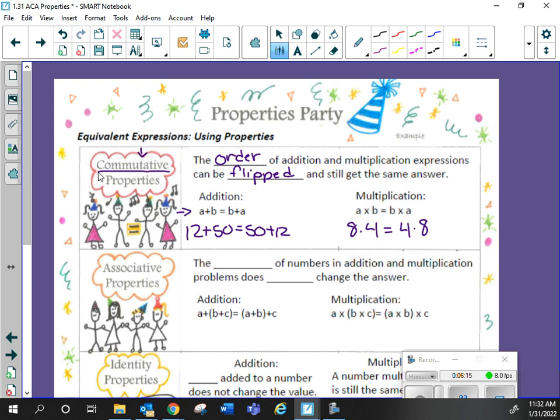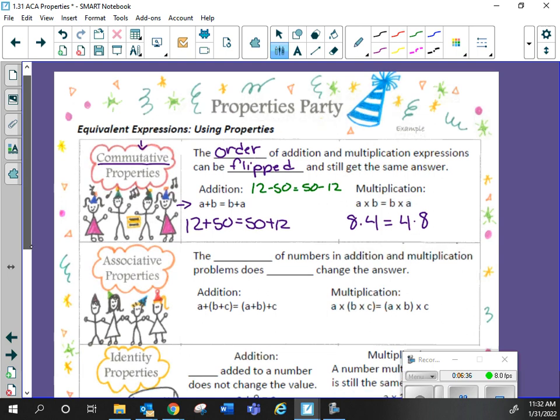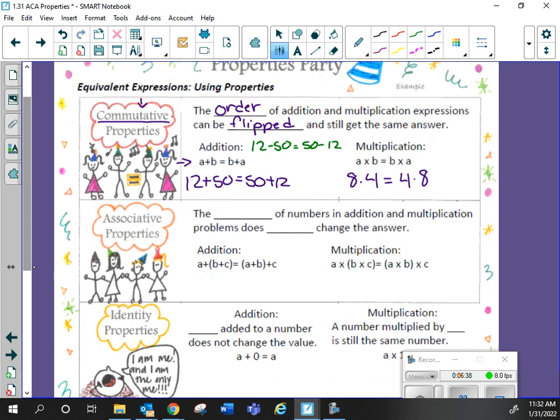So, if I did, let's say 12 minus 50 and 50 minus 12, are those equivalent expressions? Do they get the same answer? No. One of them would be negative, one of them would be positive, and we know that those do not mean the same thing. Same thing with division, okay? We would not get the same answer. Okay, that is the commutative property.